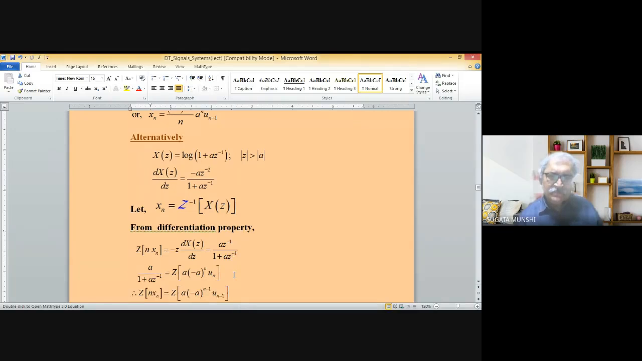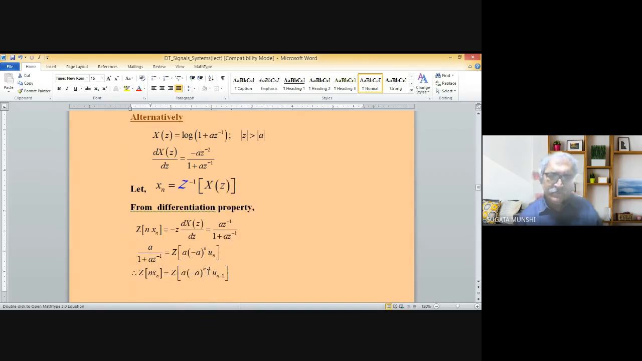Thus, a divided by 1 plus a z to the power minus 1 is the z transform of a into minus a to the power n u[n]. What is the z transform of simply minus a to the power n u[n]? It's nothing but 1 by 1 plus a z to the power minus 1. But there is an a term in the numerator. So this is the z transform of a into minus a to the power n u[n]. Did you get it?